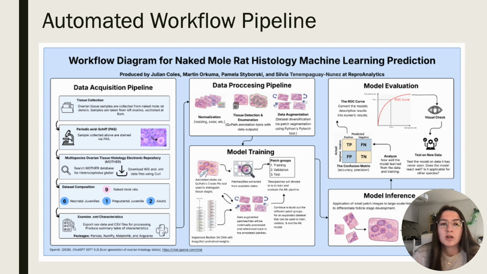The pipeline then walks through data processing, focusing on normalization, tissue detection and enumeration, and data augmentation. Moving to model training, we focus on slide annotation and the central neural network. The pipeline concludes with model inference and the evaluation of the model, including the confusion matrix and the ROC curve.